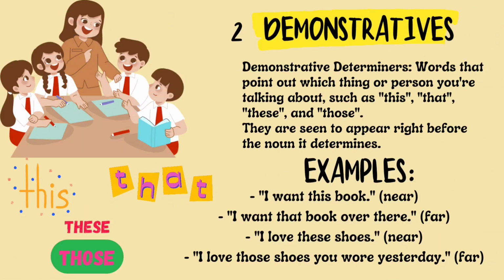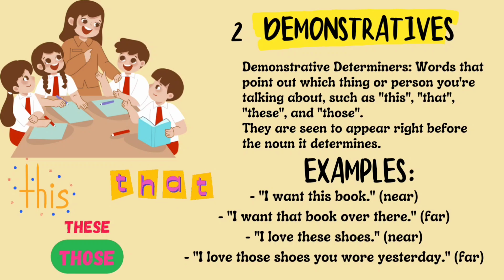Next is demonstratives. Demonstrative determiners are words that point out which thing or person you are talking about, such as this, that, these, and those. They are seen to appear right before the noun it determines. Examples are, I want this book. So we use this for the things which are nearer to us. Second is, I want that book over there. That is used for the things which are far.